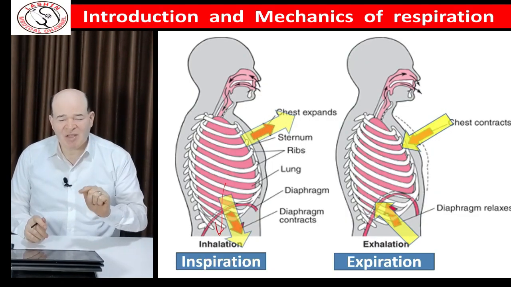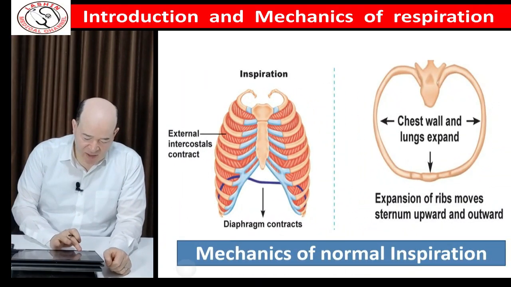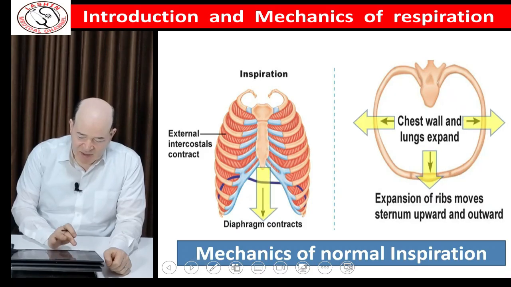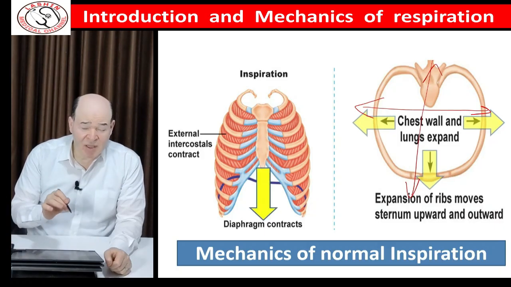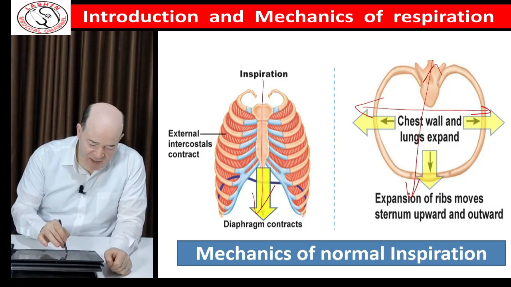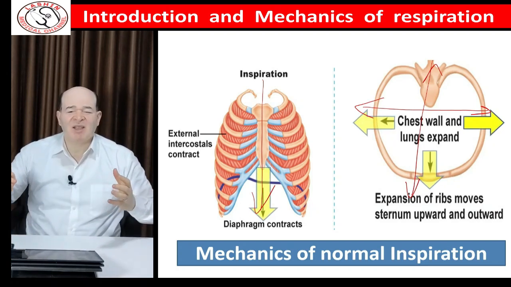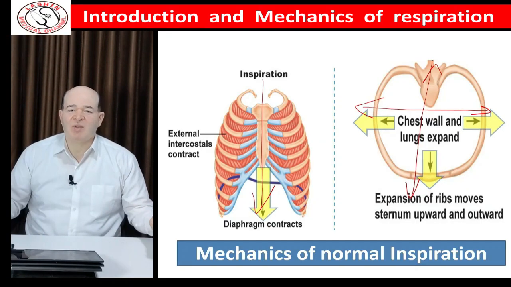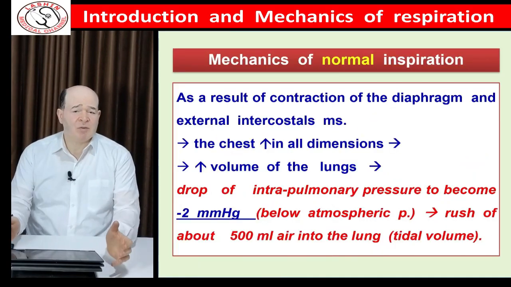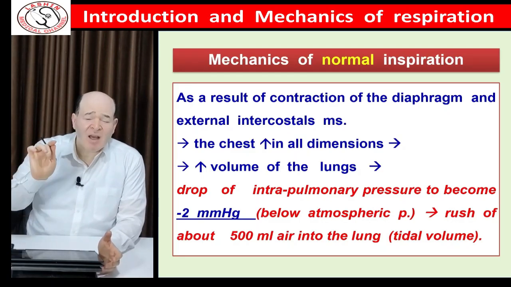During expiration, the reverse occurs. This is also clear here. When the external intercostal muscles contract, they increase the transverse and anteroposterior diameters, and when the diaphragm contracts, there is an increase in the vertical diameter. Accordingly, contraction of the diaphragm and external intercostal muscles increases the chest in all dimensions, so the pressure inside the chest drops about 2 mm mercury below the atmospheric pressure.